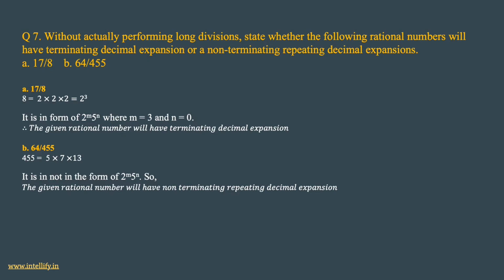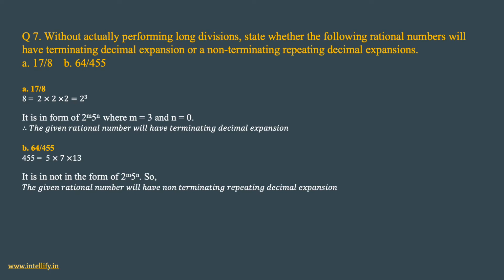Terminating decimal is a decimal that ends and it's a decimal with a finite number of digits. And non-terminating repeating decimals are those which keep on continuing after decimal point. They don't come to an end, or if they do, it is after a long interval. Okay. Now let's solve first question 17/8.